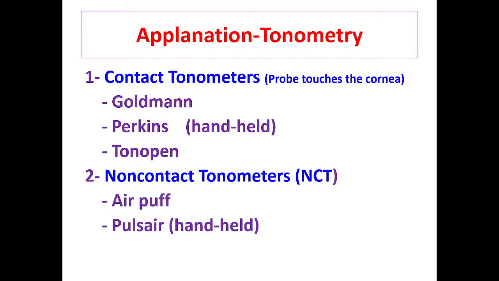So in every patient of glaucoma, you always do Goldmann applanation tonometry, always. Okay. Then comes the Perkins, which is a handheld tonometer. This is a slit lamp mounted tonometer. Goldmann is slit lamp mounted, means patient has to sit on the slit lamp to record IOP.